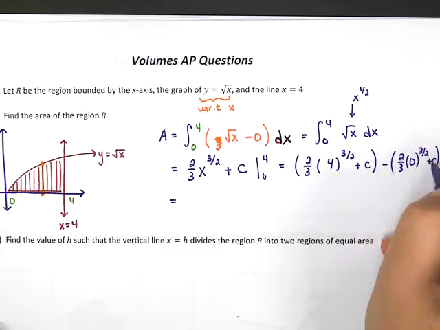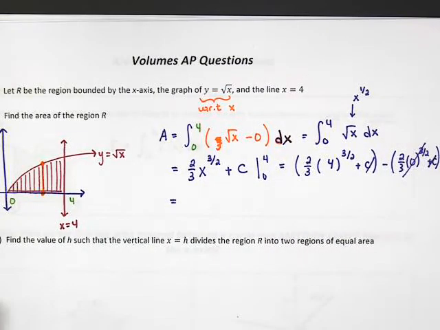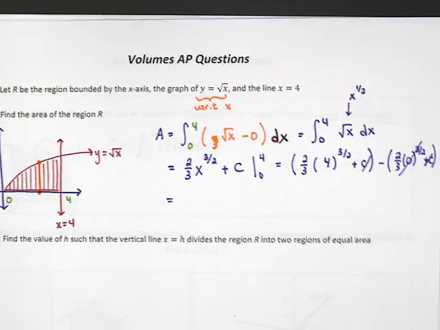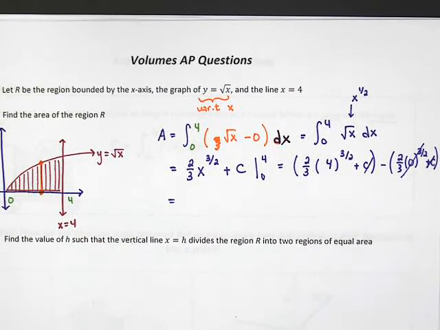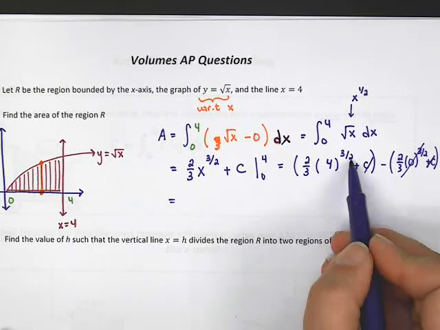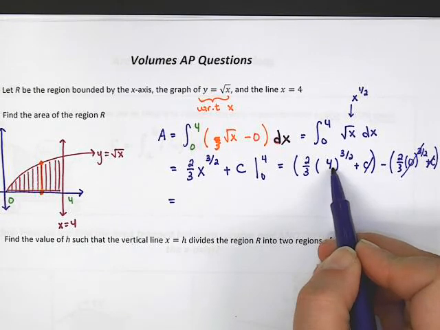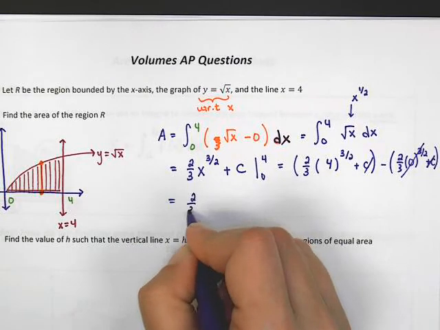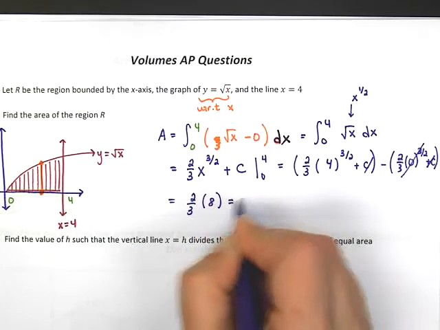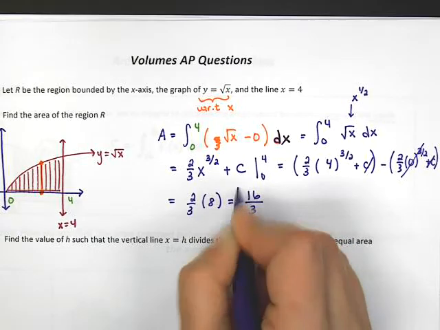Now the plus c's are going to cancel, and 0 to the 3/2 is 0, so this is worth 0. Really what I'm left with here is evaluating 2/3 times 4 to the 3/2. Now to do that, what I'm going to do is square root the 4 first, which gives me 2. Then cube it, which gives me 8. So I'm going to have 2/3 times 8, which would be 16/3 for my area.